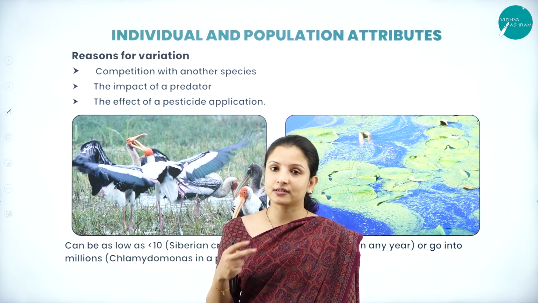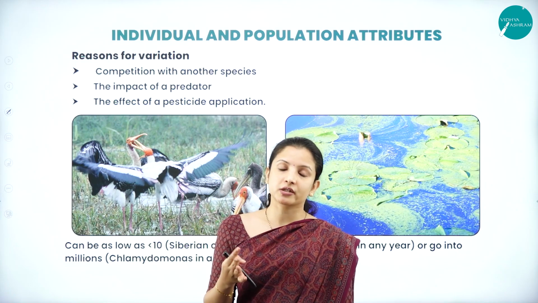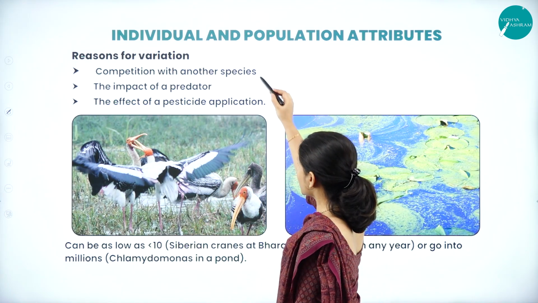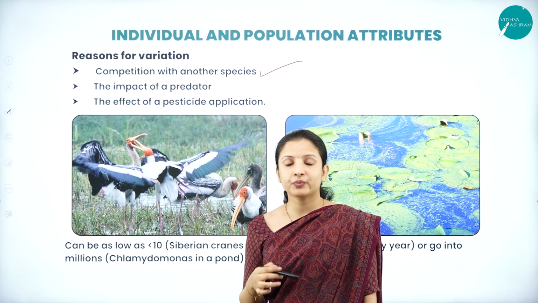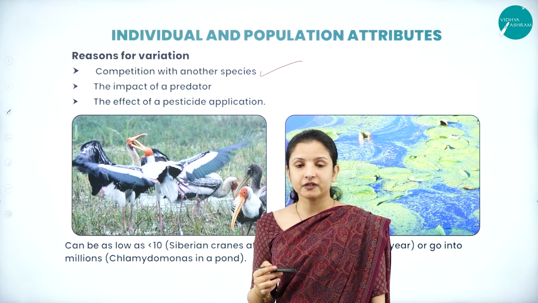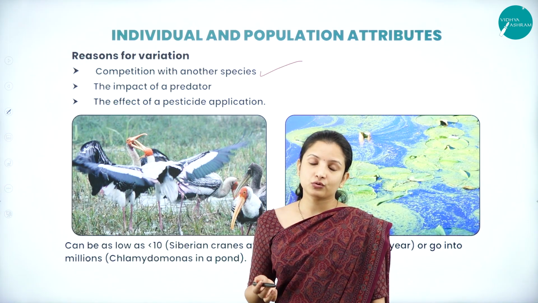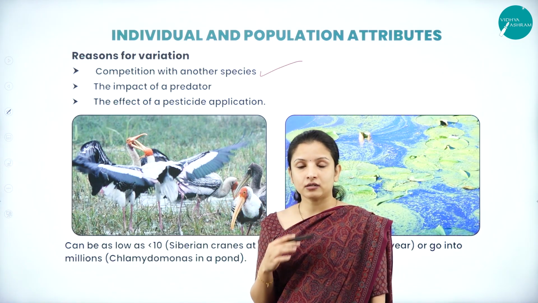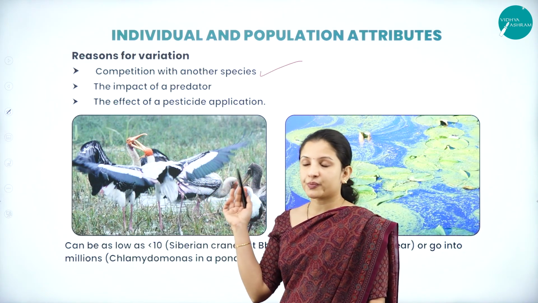What are the reasons that actually result in variation in the population? Here one main reason is competition with another species. That is true. We always compete with the other for survival, and those who are fit are capable of surviving, whereas those who are not will perish. So every day an organism tends to perish because of this particular competition.